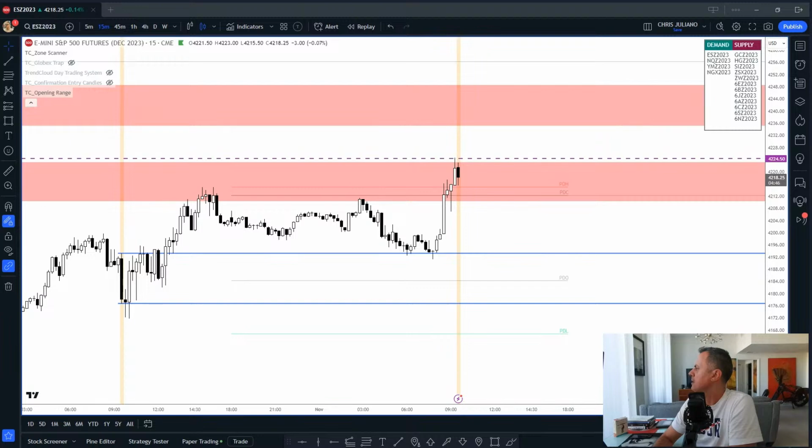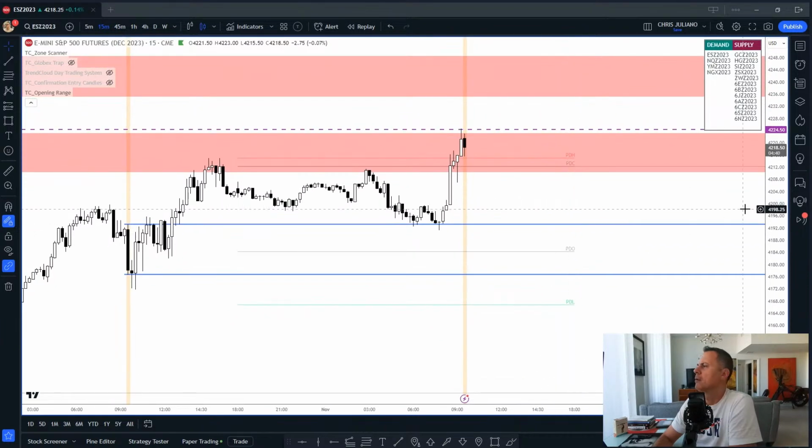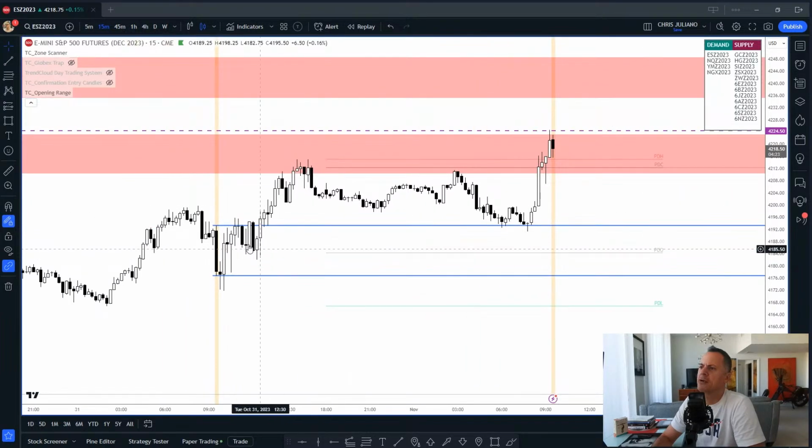Krishna, E-mini S&P 411. Is it a good demand zone? Let's see, 41, 91, 50, 41. Oh, right in here. Yeah. Oh, okay.